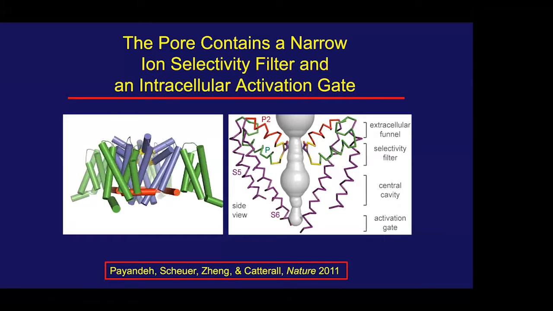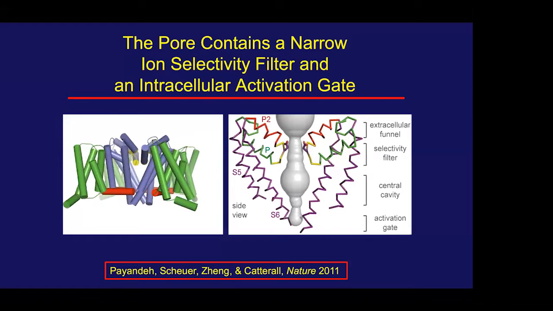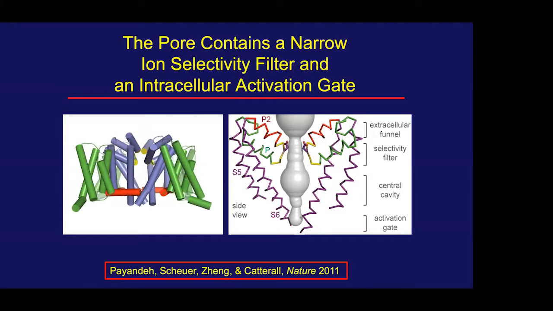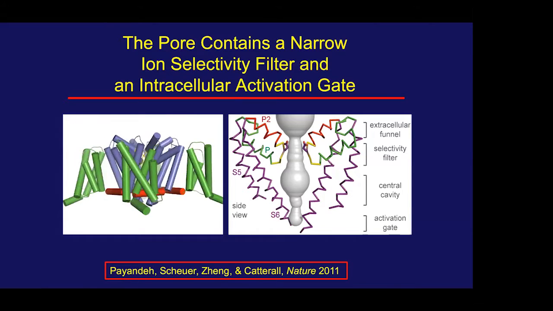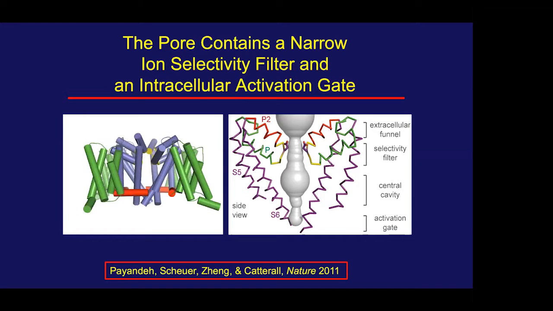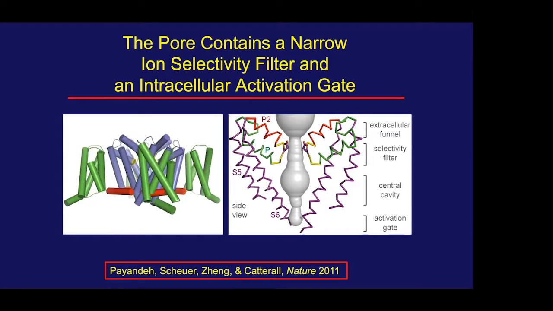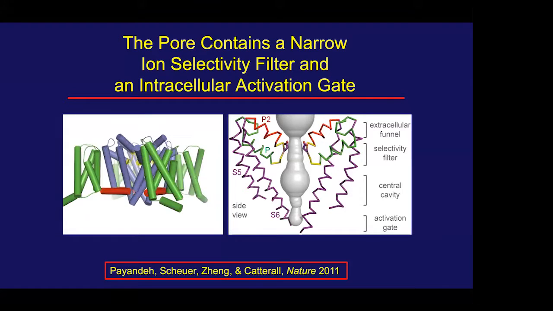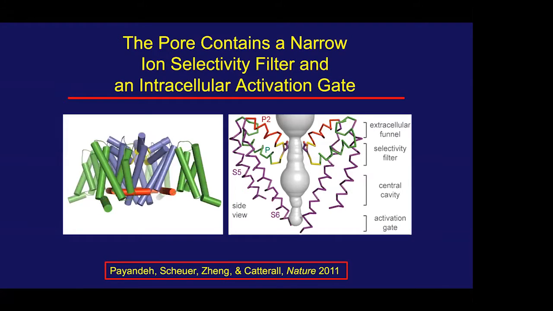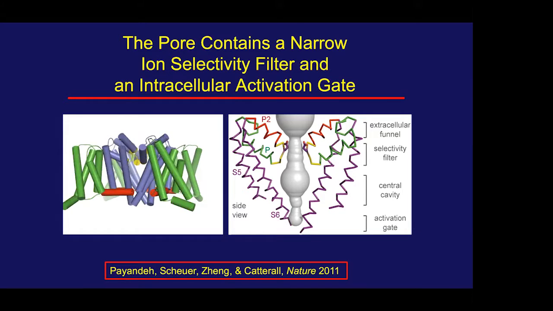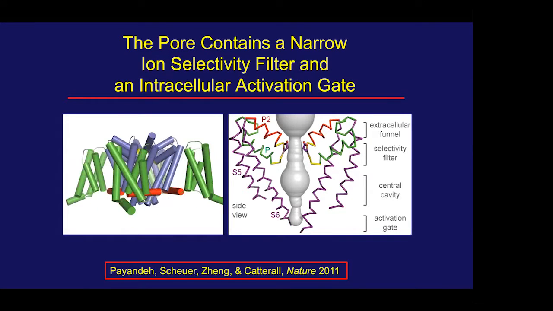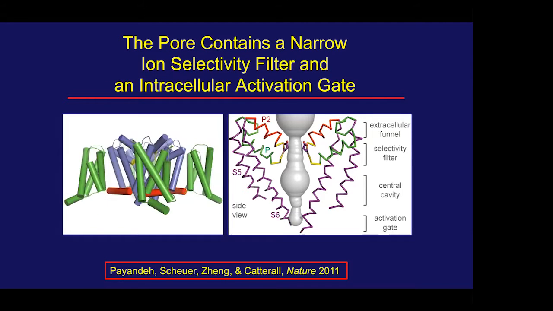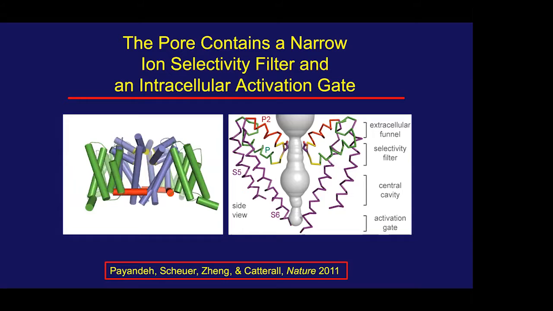So on the right, in the gray area, is shown an image of the water-filled space in the center of the sodium channel through which the sodium ions move. They come first to an extracellular funnel, then they come to a narrow spot, the ion selectivity filter. Crucial, as the name indicates, it selects sodium and tells everybody else to go away. Sodium ions go through into this central cavity. It's a large space in the sodium channel.